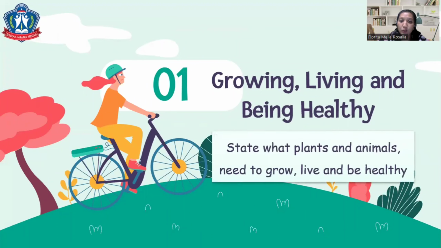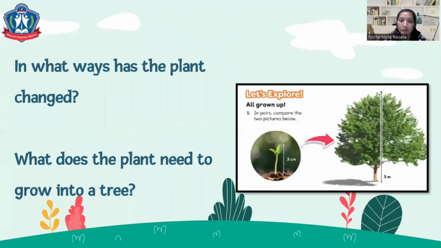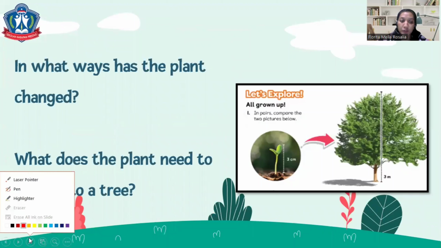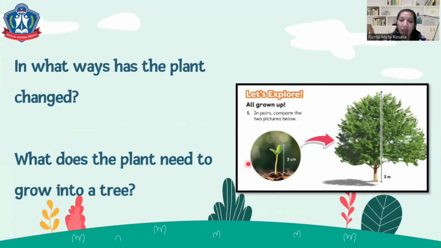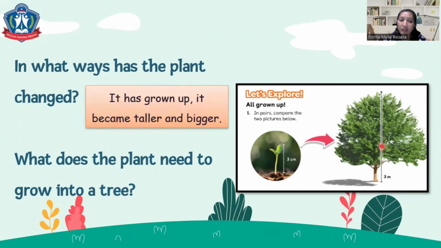So in this lesson, you will state what plants and animals need to grow, live, and be healthy. You can open the student's book, page 43 until 44. Can you take a look at this picture? In what ways has the plant changed? The first picture and then the second picture. It's from 3 centimeters and then changes into 3 meters. Right, friends, it has grown up. It became taller and bigger.